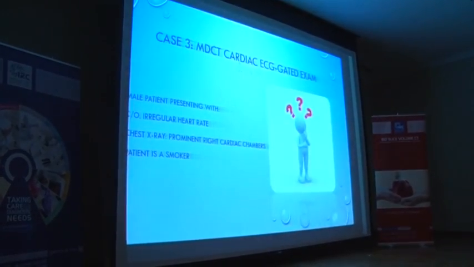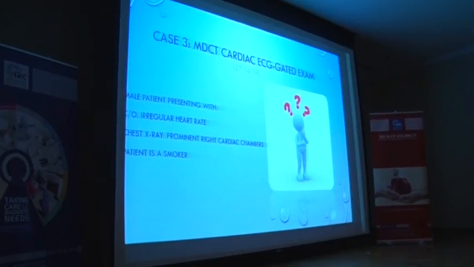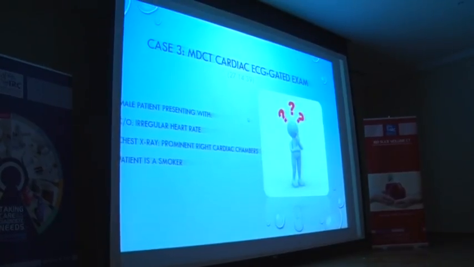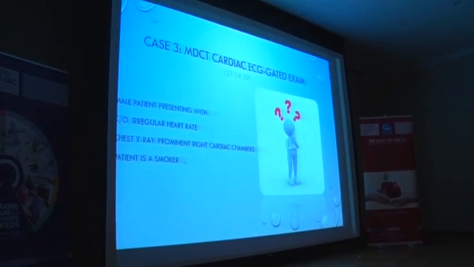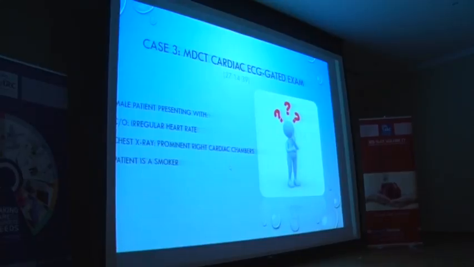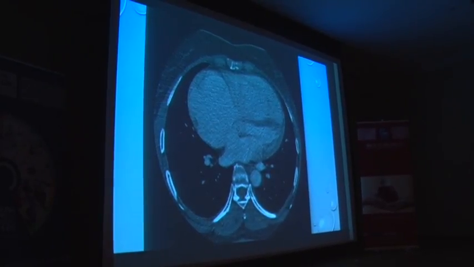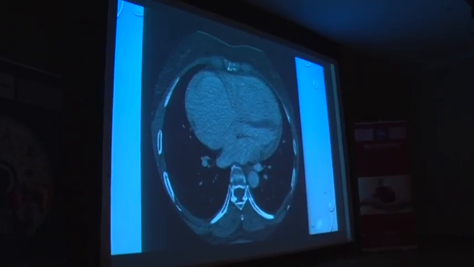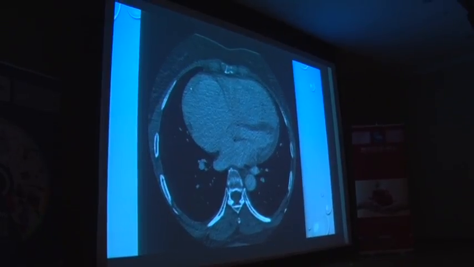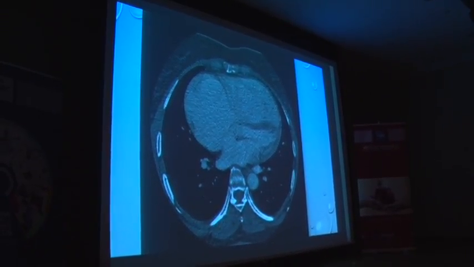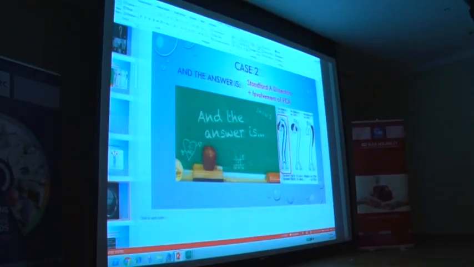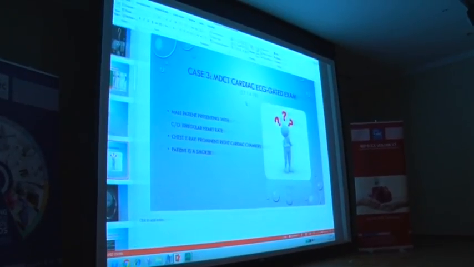So this male patient also performed a cardiac ECG-gated exam, and he had an irregular heart rate. This case is rather difficult. A chest X-ray, and the patient is a smoker. This is very important. And his chest X-ray showed prominent right cardiac chambers. This is one image. You can see that the heart is big, especially the right-sided, the right chambers. The right atrium is huge. The right ventricle is also huge. I will show you the images on the workstation.